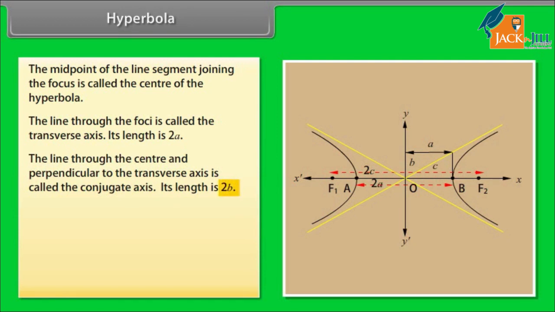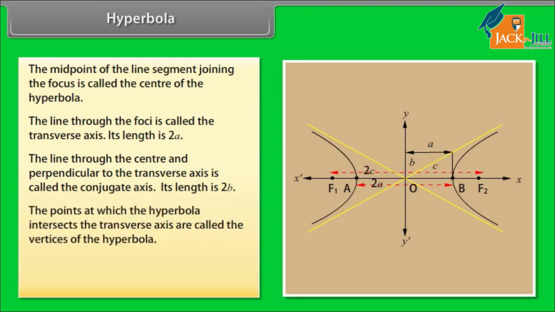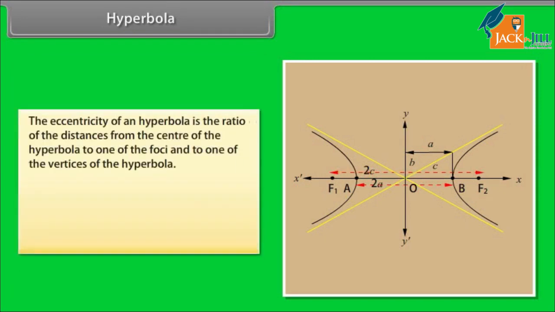Its length is 2b. The points at which the hyperbola intersects the transverse axis are called the vertices of the hyperbola. The distance between the two foci is denoted by 2c. The eccentricity of a hyperbola is the ratio of the distances from the center of the hyperbola to one of the foci and to one of the vertices of the hyperbola. That is, e is equal to c by a. Since c is greater than or equal to a, the eccentricity is never less than 1.